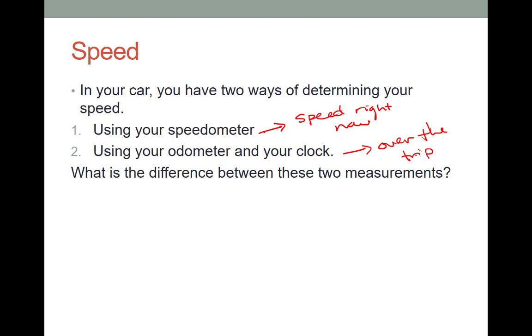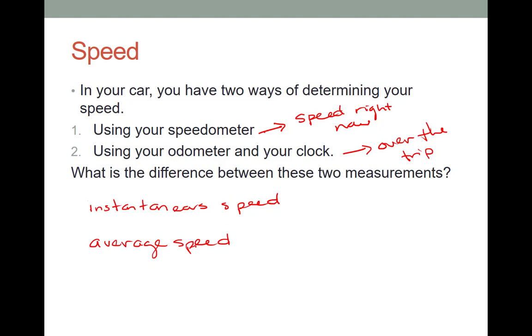These two measurements are both measurements of your speed, but they're not the same. The first one is your instantaneous speed. Your speed at any given instant. You might be moving 30 miles per hour, you might not be moving at all. The second way of calculating your speed is an average speed. And it's going to kind of smooth out everything that happened.